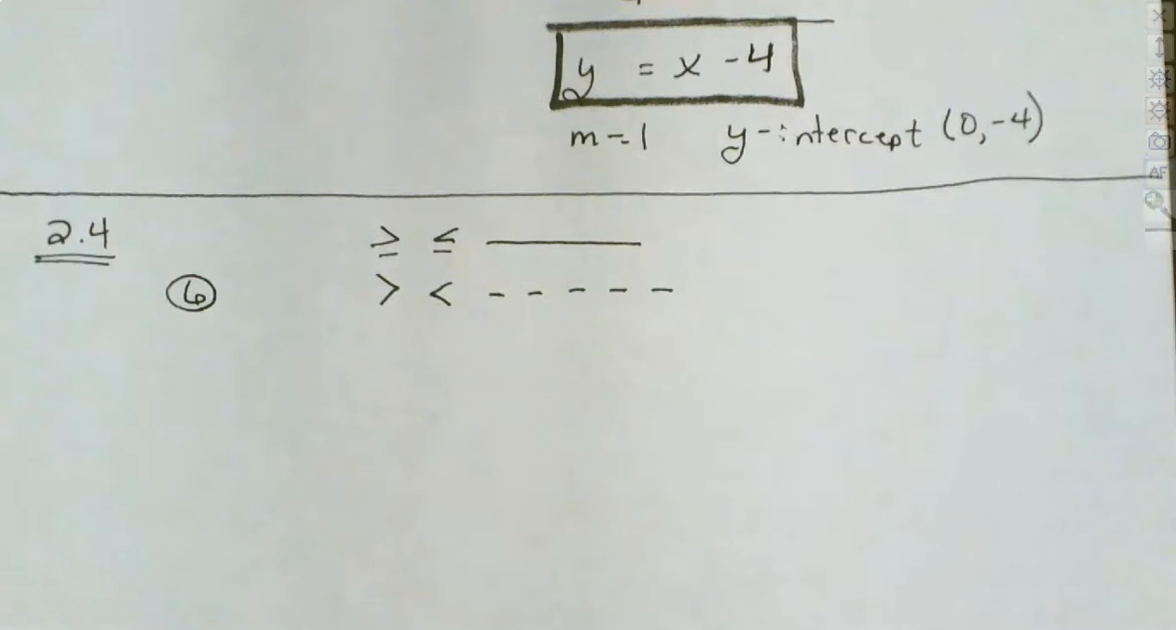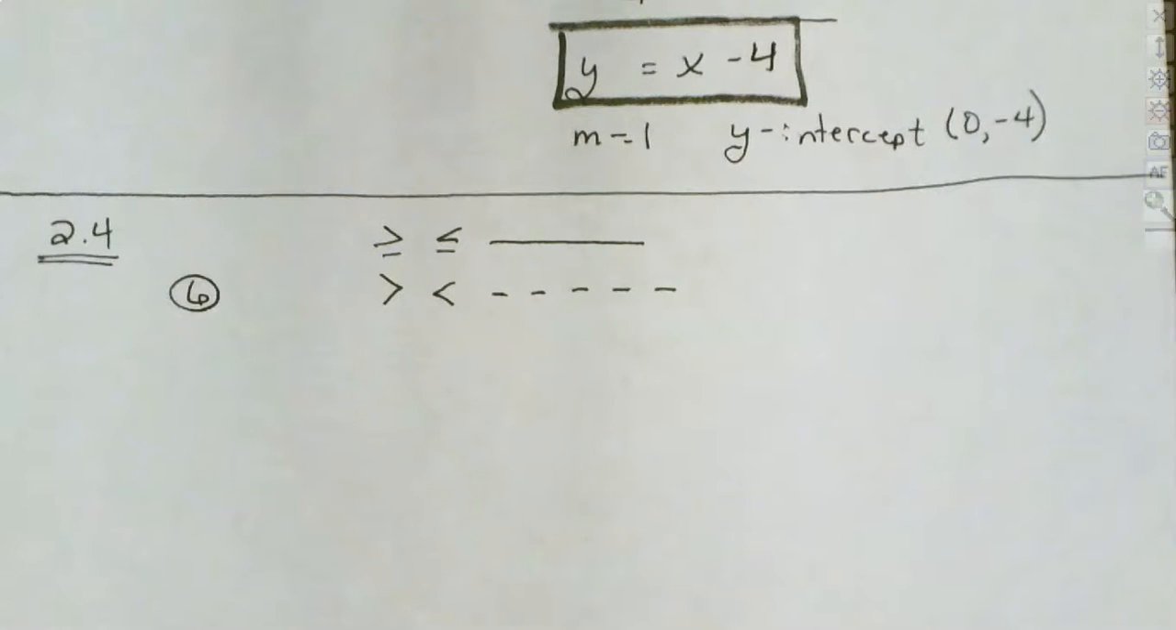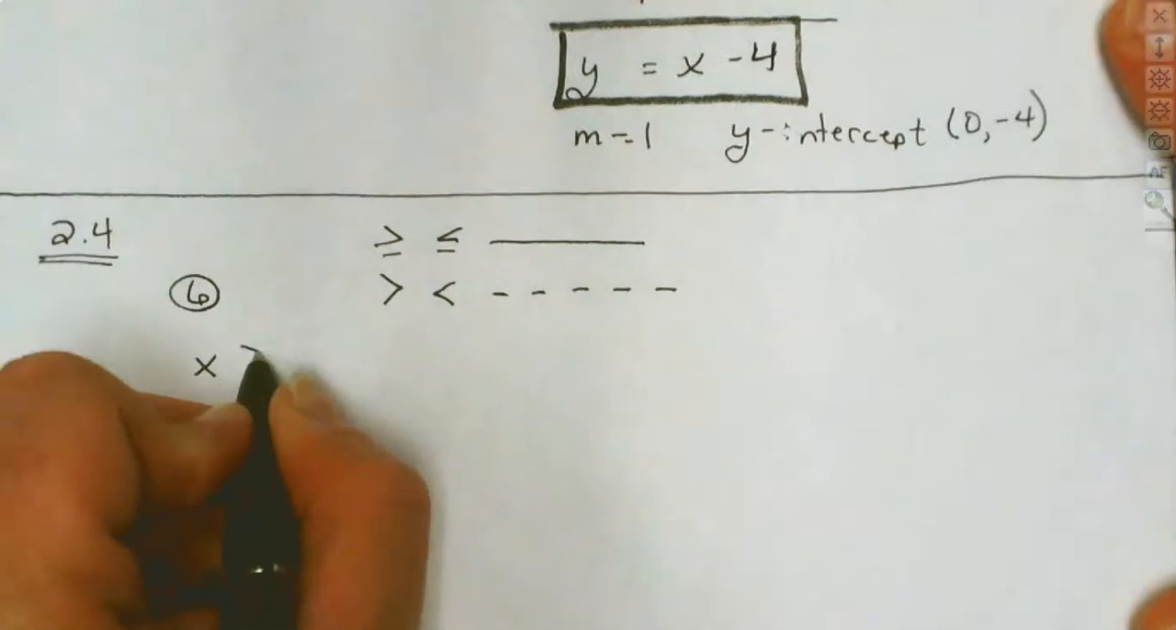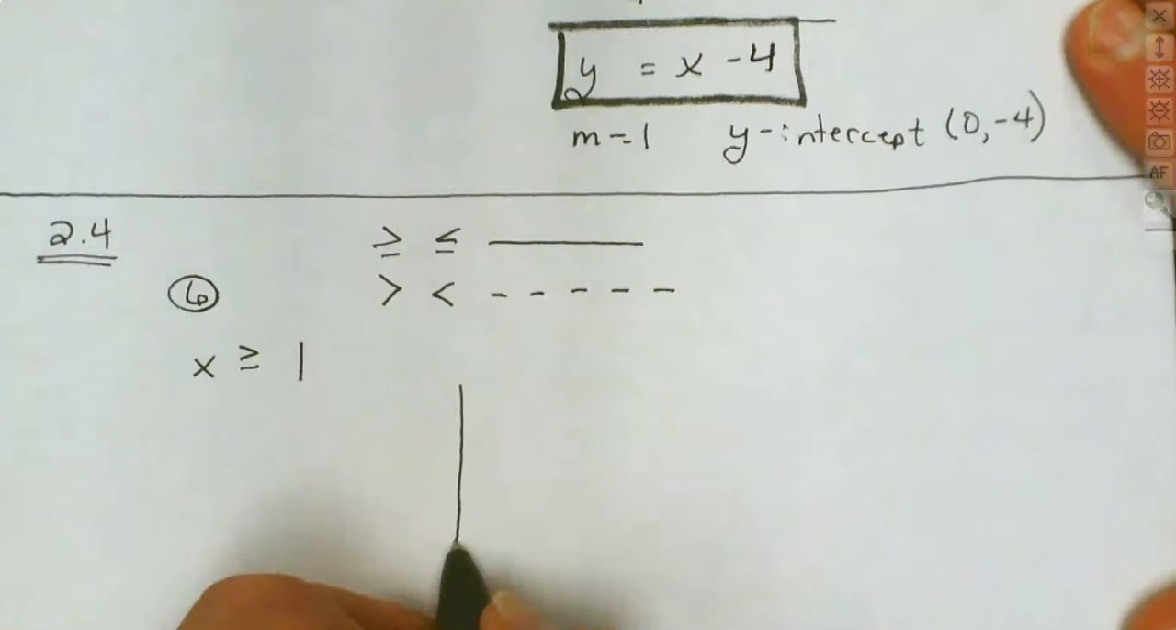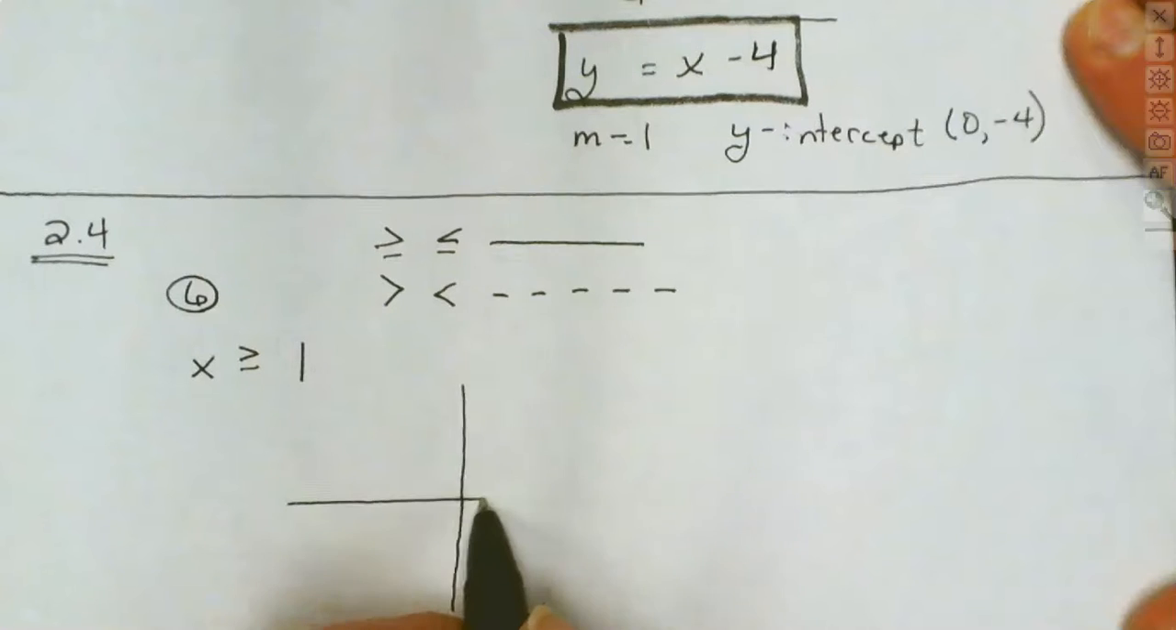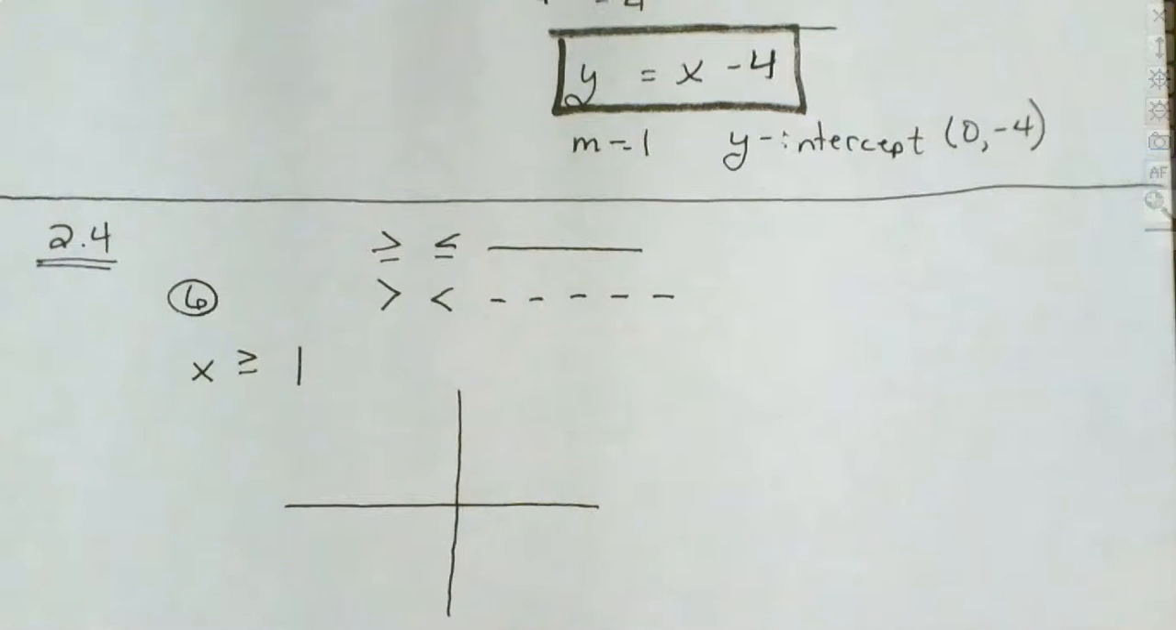We'll do 6, and then I forgot about 4. So we'll do 6 and then come back and get 4. Now, 6 is x is greater than or equal to 1. Let's take a moment to remember what an x line looks like. Now remember, on these, if you get one variable, it's either a vertical line or a horizontal line. So up and down or left and right.